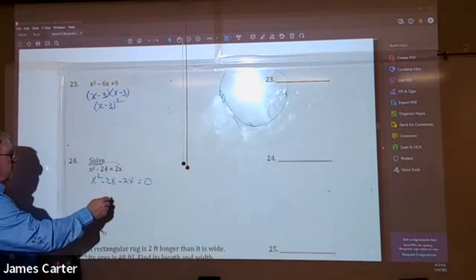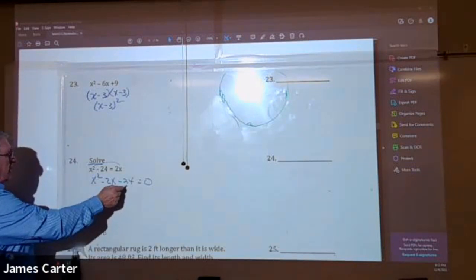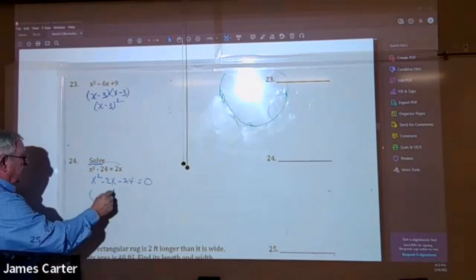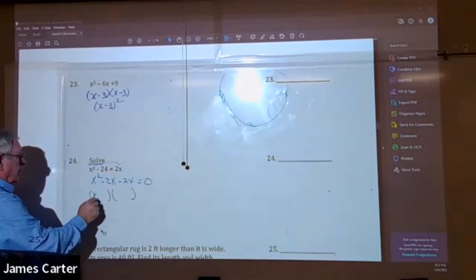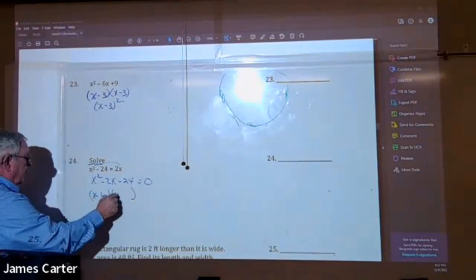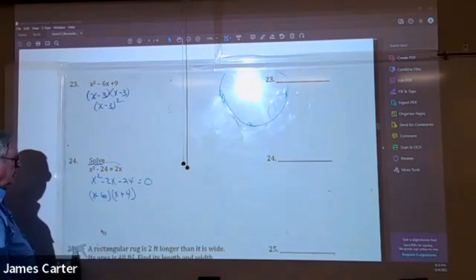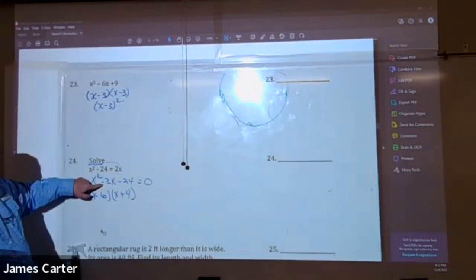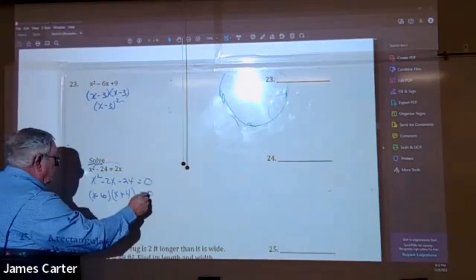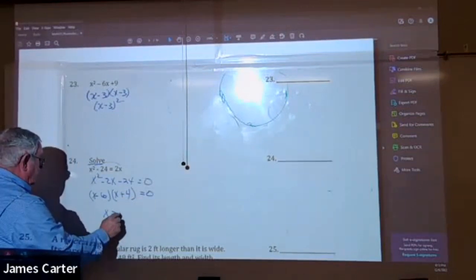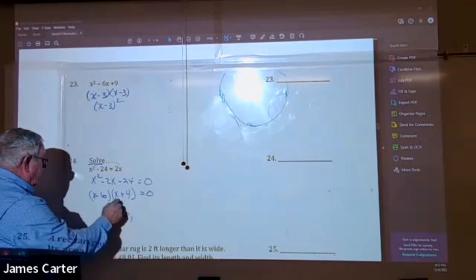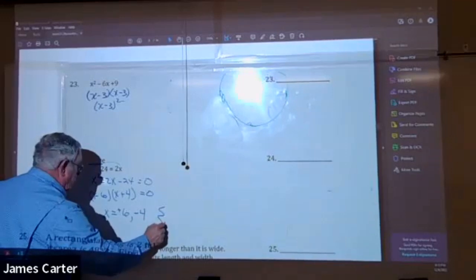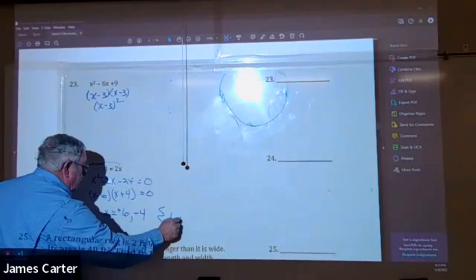Now, this thing factors. 8 and 3 won't work. 6 and 4 will. So this one's going to factor into x minus 6, x plus 4. How do I know which one goes with which? The bigger number has to have that sign. Equals 0. So x equals positive 6. And x equals negative 4. And you can write it that way, or you can write it 6, negative 4.